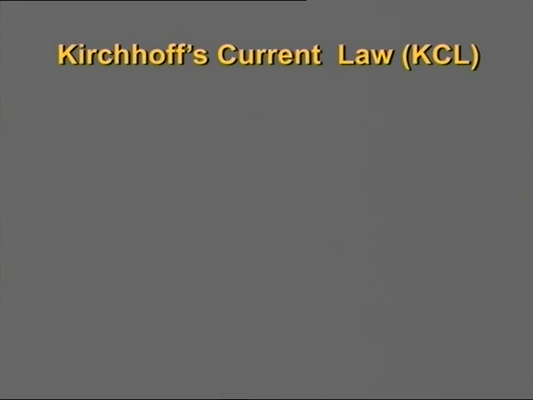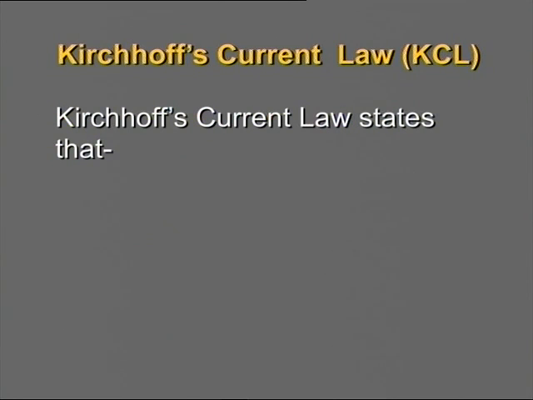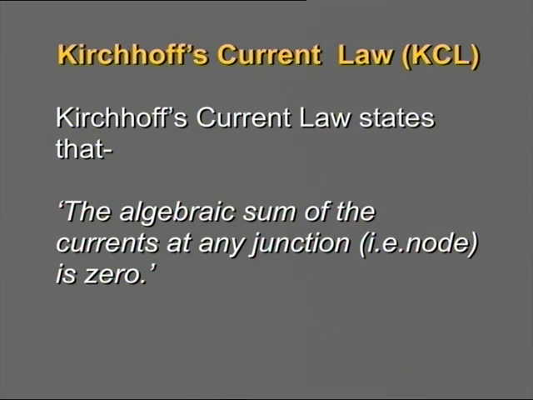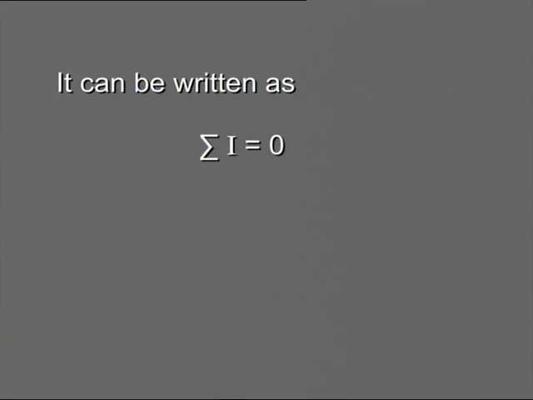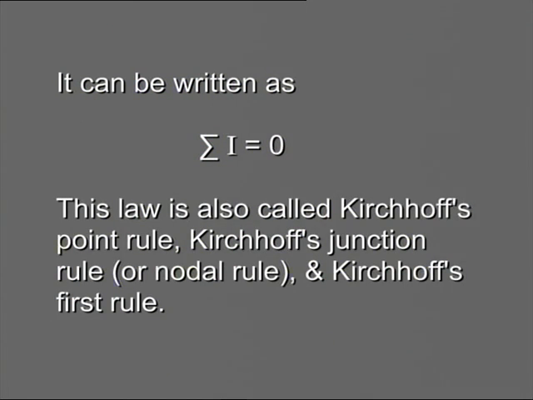First, Kirchhoff's current law. Kirchhoff's current law states that the algebraic sum of the currents at any junction, that is node, is 0. Kirchhoff's current law follows from the principle of conservation of charge, that is equation of continuity, and the fact that there can be no accumulation of charge at any point in the circuit. It can be written as summation of I is equal to 0. This law is also called Kirchhoff's point rule, Kirchhoff's junction rule or nodal rule, and Kirchhoff's first rule.